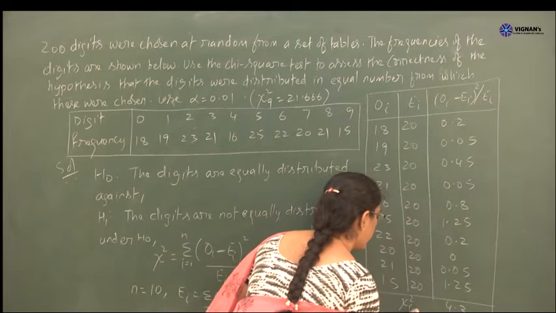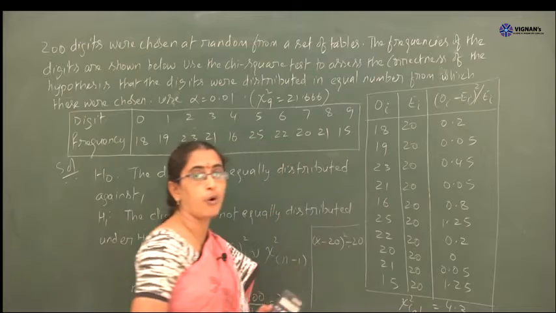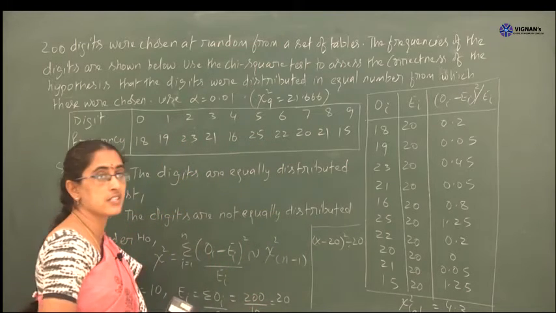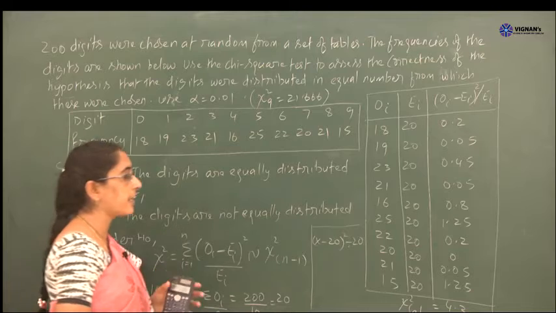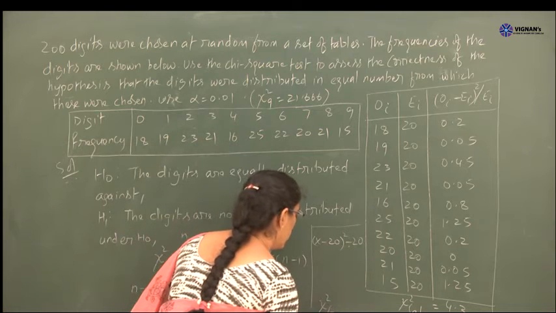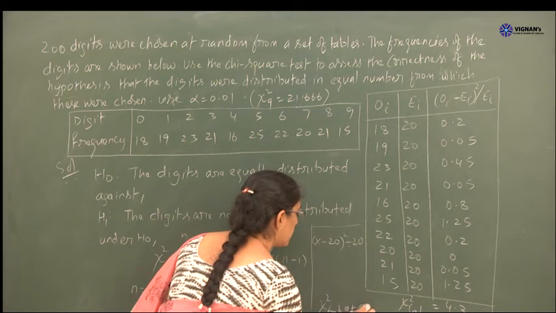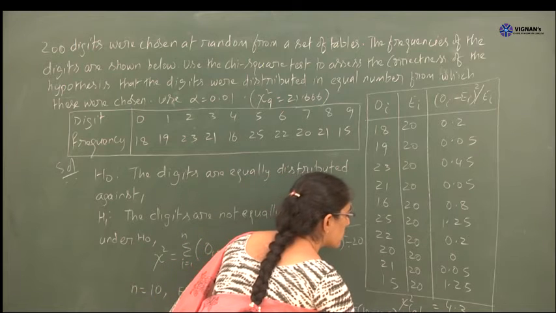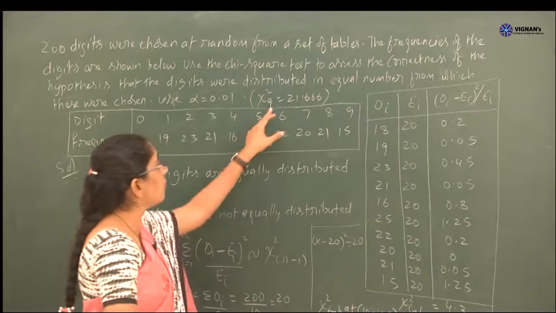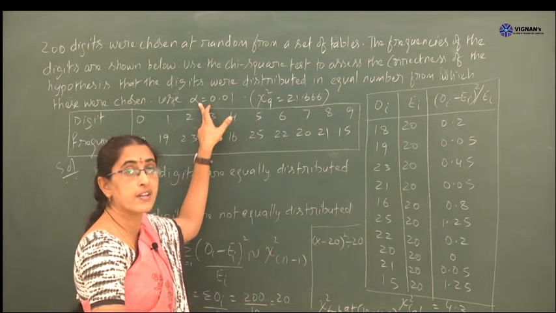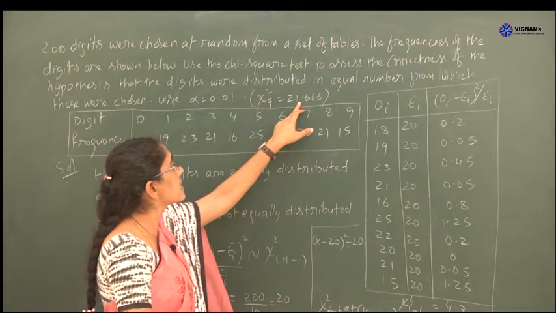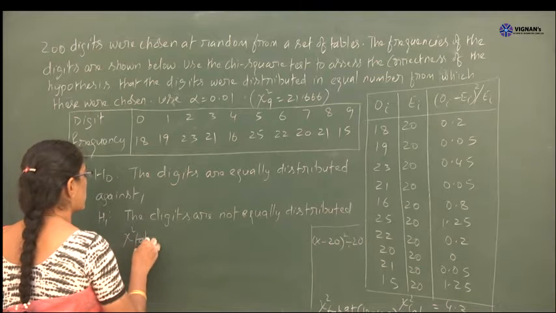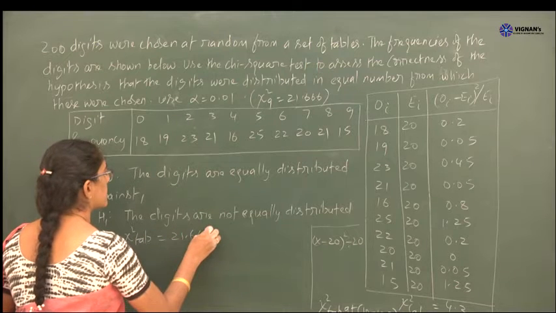So the chi-square calculated is here 4.3. Now we have to obtain the chi-square tabulated at 10 minus 1, that is 9 degrees of freedom, for 1% level of significance. So 1% gives alpha equal to 0.01, they have given. So the value is here 21.666. So chi-square tabulated is 21.666.